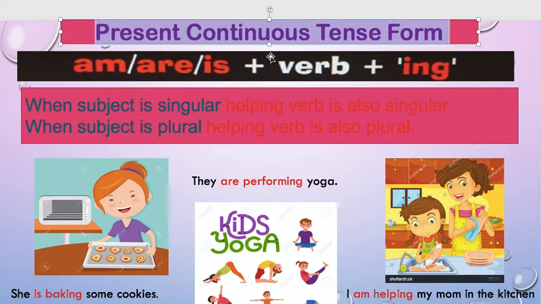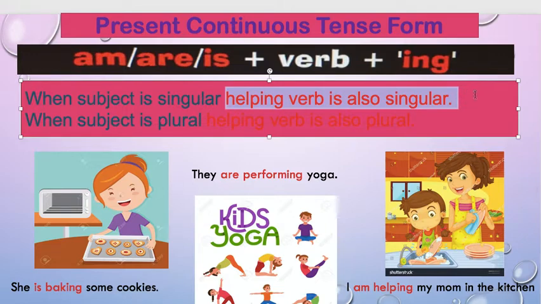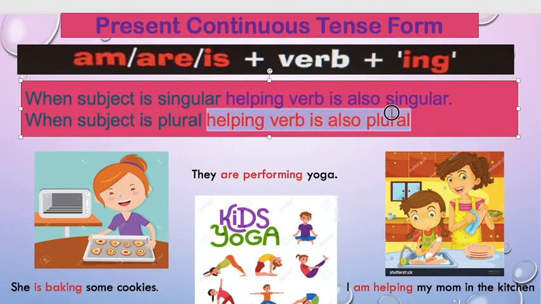What are the forms of present continuous tense? Let us see it. Subject plus am, are or is, plus verb plus ing. This is the form of present continuous tense. So always in present continuous, what will be happening? Tell me. We will be adding the helping verb, and we will be adding ing to the base form of the verb. Got it, students?